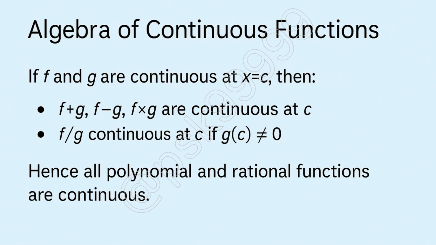Then the algebra of continuous functions. We have learned it in limits also. If f and g are continuous at x equal to c, then f plus g, f minus g, f into g are all continuous at c. F by g, f of x divided by g of x, is also continuous at c if the only condition is g of c should not be equal to 0. If you ask me whether at g of c equal to 0, f by g is continuous, definitely no, because it may not be defined. If g of c is equal to 0, then at that point f by g is not continuous. So polynomials and rational functions are continuous, whatever summation you do.